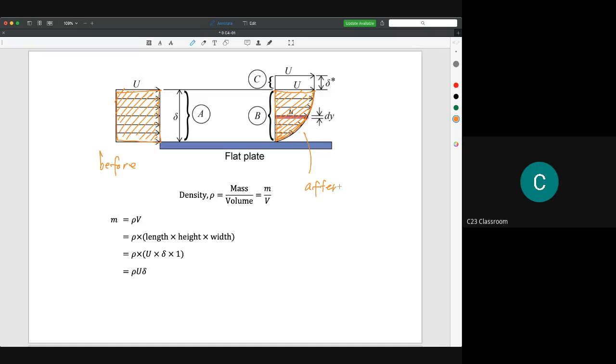So what we need to do is make sure that conservation of mass will be fulfilled. So what we do is we take this area and then we change the location into this area. Because we change the location, that's why we call it the displacement thickness.